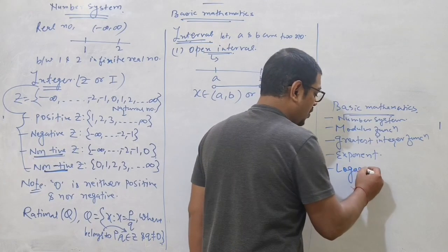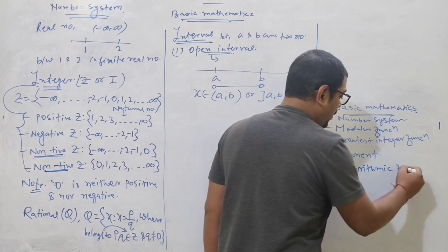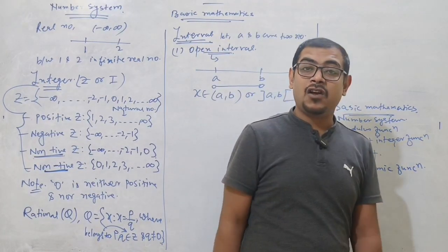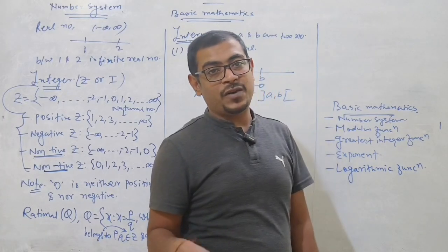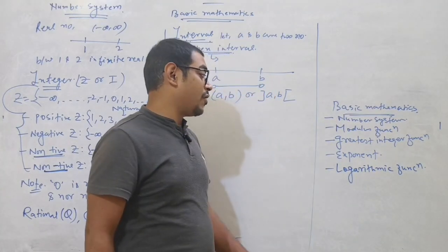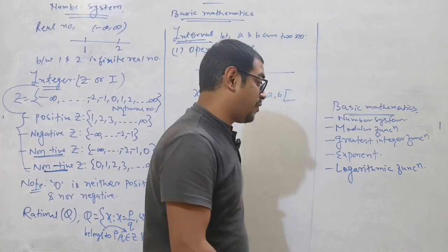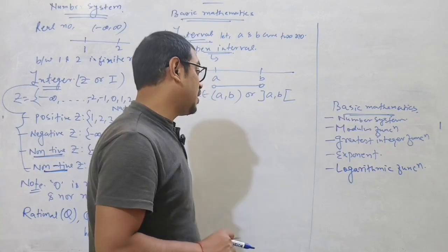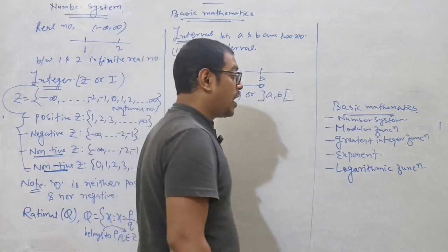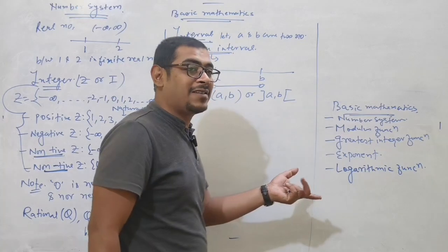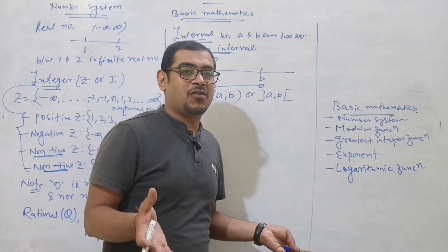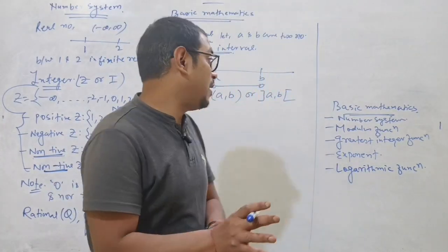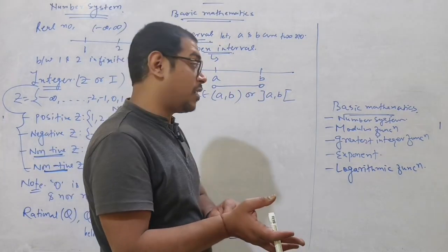Logarithmic function. Whenever you say function, what is a function? A function is a machine. Whatever input you put, you will get the output. Then transformation of graph. In calculus there is a lot of use of transformation of graph. This does not come under basic mathematics, but graph is basically for fundamentals, so for fundamentals we are transforming the graph.